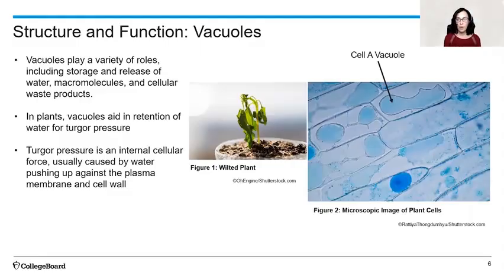cell wall. However, here in cell B, notice that you can't see clearly the membrane of the vacuole because the vacuole is more filled with fluid and pushing up against its membrane and cell wall. So therefore, cell B would have more turgor pressure, and if more and more cells look like cell B in this plant, it might not look so wilted like we see here.